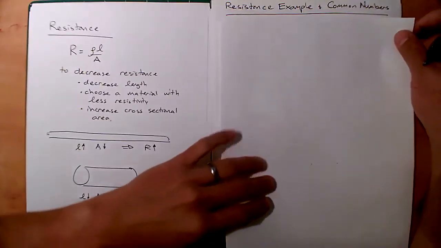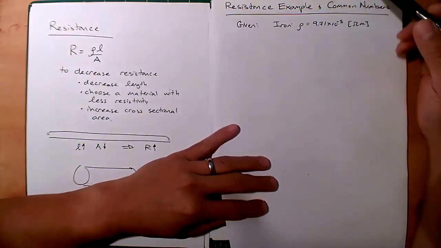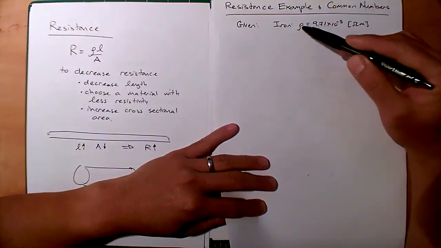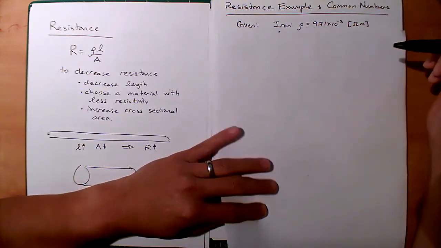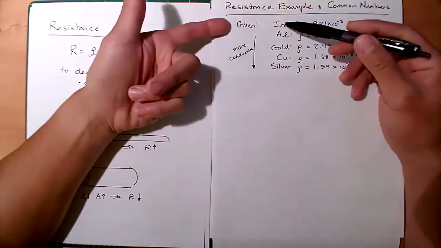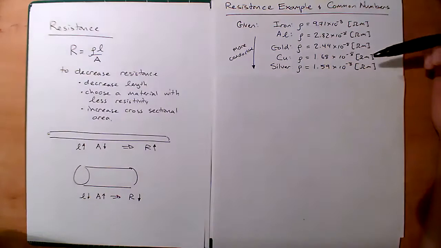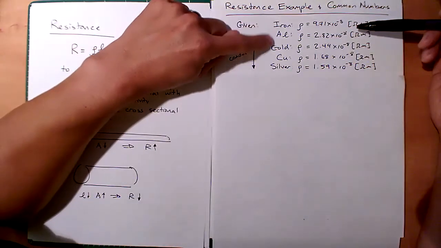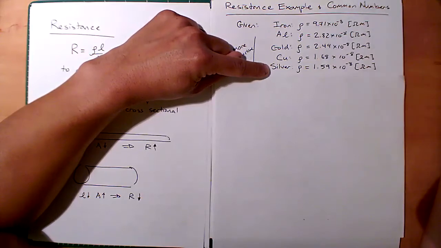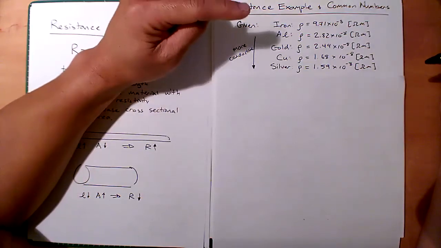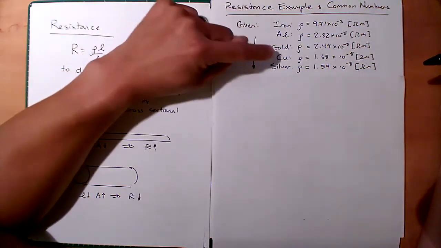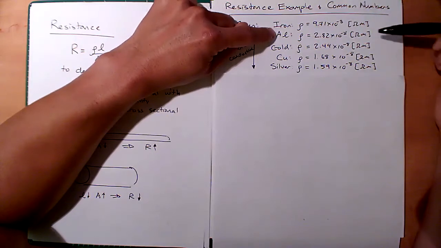Okay, so some common numbers. 9.71 times 10 to the minus 8 for iron for its resistivity in ohm meters. And then these are a few more values. Notice I've written it out as more conductive. So let's compare: you have iron, aluminum, gold, copper, and silver. What's interesting is you'll see here copper is down here at more conductive, and aluminum is actually less conductive.